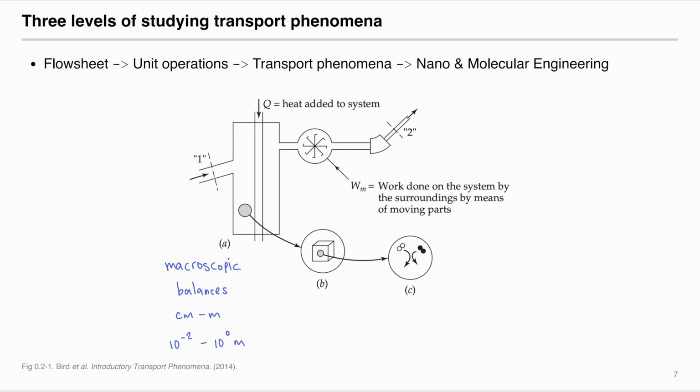The second level is the microscopic level. On the microscopic level, we are usually interested in a smaller scale, usually on a micrometer to centimeter scale, or 10 to the minus 6 to 10 to the minus 2 meters. The equation that guides us on the microscopic scale is usually the equation of change.